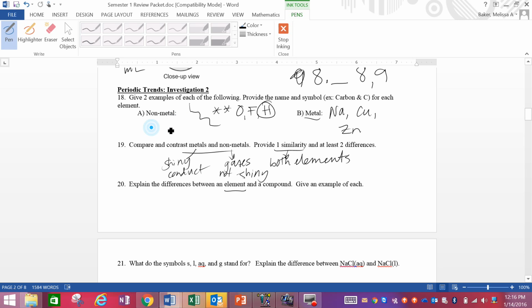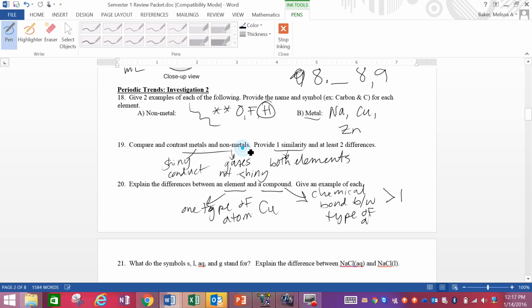Explain the differences between an element and a compound. An element is one type of atom. So for example, you could have copper and you're talking about one type of atom. A compound, on the other hand, is a chemical bond between more than one type of atom. So for example, not just copper, but CuCl2. That's 2 different types.